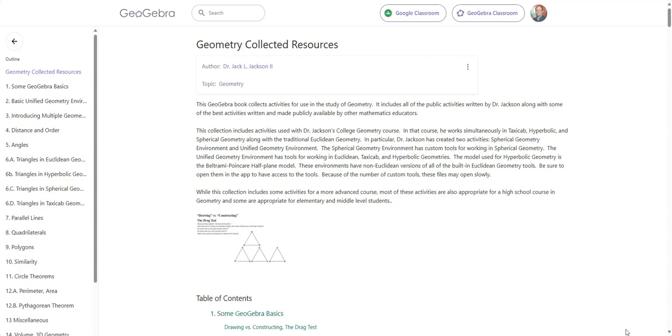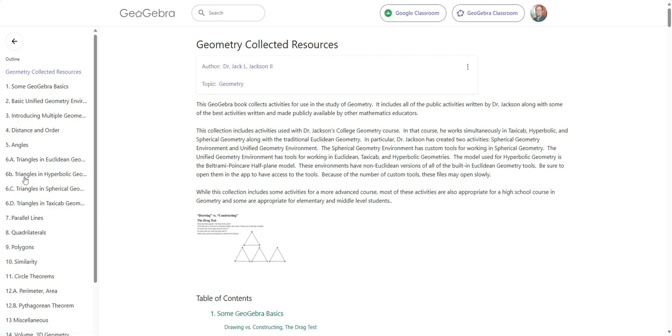Today we're going to be looking at transformations in geometry. I'm going to start by showing you this thing here called Geometry Collected Resources. I've mentioned this in some earlier videos as well in my playlist, but I have collected and created a bunch of GeoGebra activities for doing lots of different things, but in this particular collection they're for doing geometry.